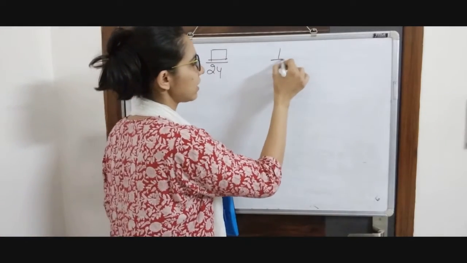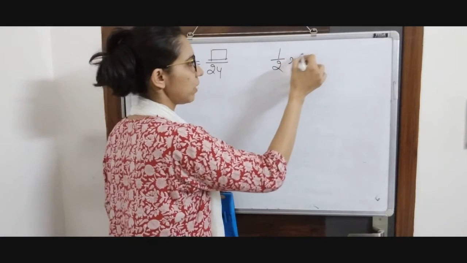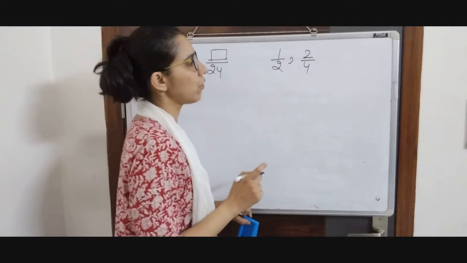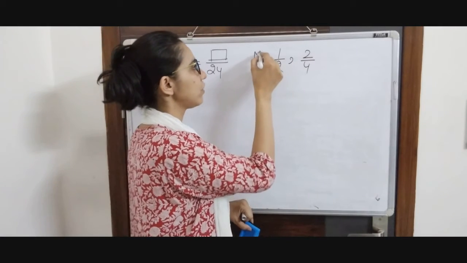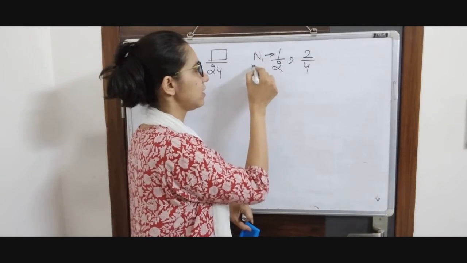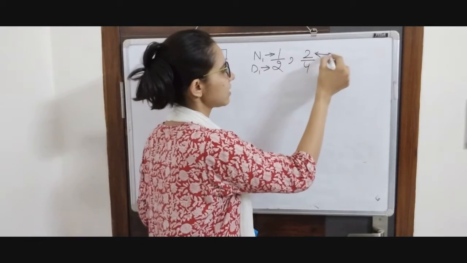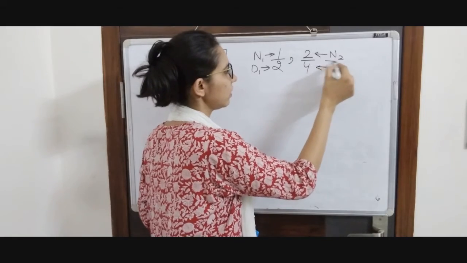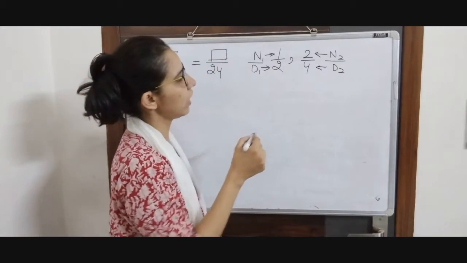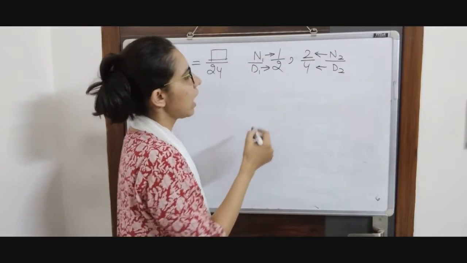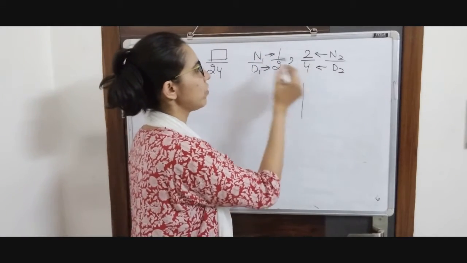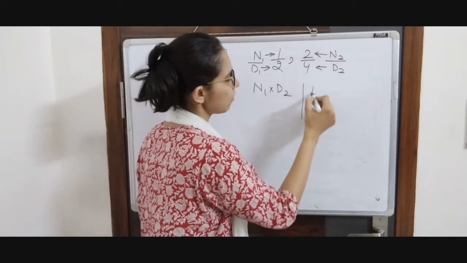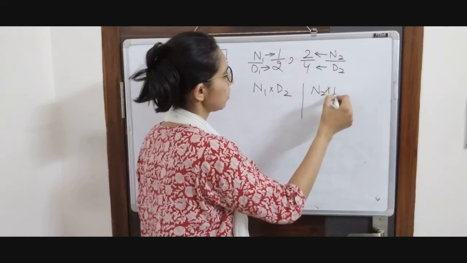We have seen in the example that 1 by 2 and 2 by 4 are equivalent fractions. So we will try to do one thing. We will call this N1, this as D1, and this as N2, and this as D2. This is N2 by D2, and this is N1 by D1. And we will find out two things. First we will find out N1 into D2, and then we will find out N2 into D1.